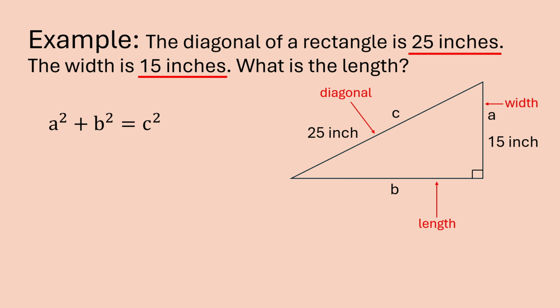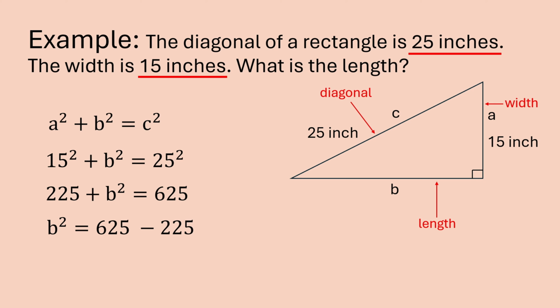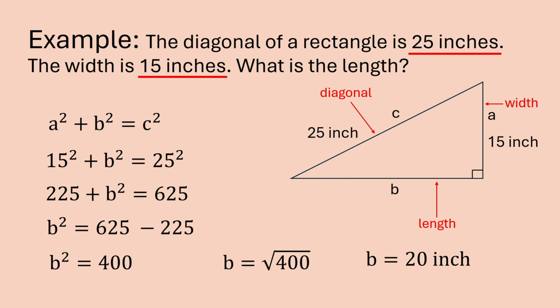Pythagorean formula is a squared plus b squared is equal to c squared. So 15 squared plus b squared is equal to 25 squared. So 225 plus b squared is equal to 625. So b squared is equal to 625 minus 225 is equal to 400. So b is equal to square root of 400 is equal to 20 inches. So the length of the rectangle is 20 inches.